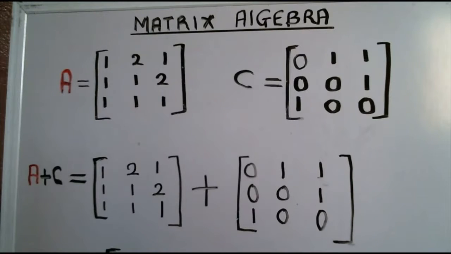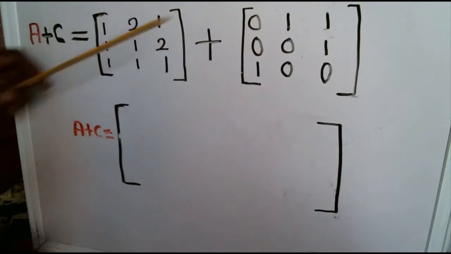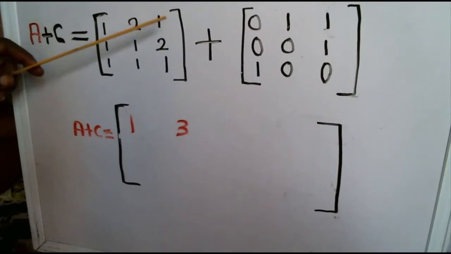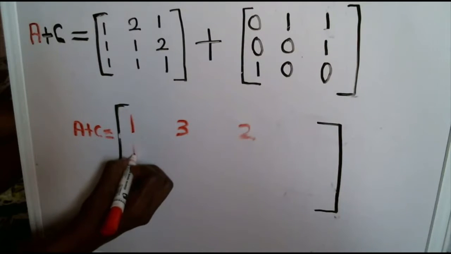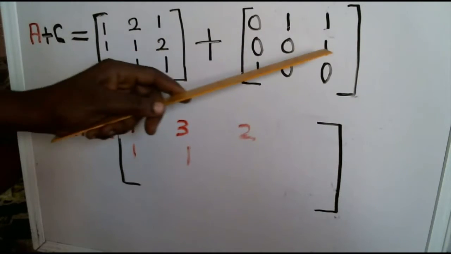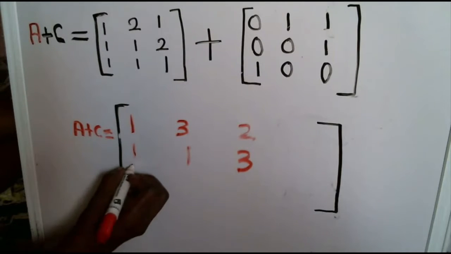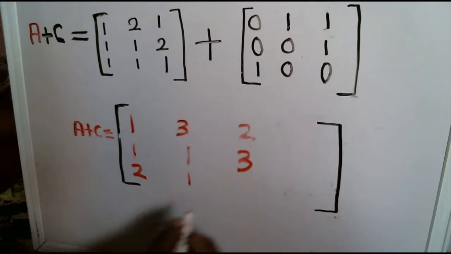So let's go ahead and add the two together. We now start adding the elements in each of the matrices to the other one. Let's go. 1 plus 0, 1. 2 plus 1, 3. 1 plus 1, 2. 1 plus 0, 1. 1 plus 0, 1. 2 plus 1, 3. Then the last row, 1 plus 1, 2. 1 plus 0, 1. 1 plus 0, 1.